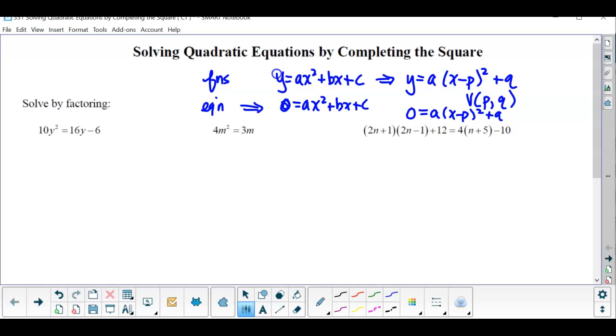Then we practiced yesterday. You could solve this by factoring. But what if you can't factor it? Well, if you could put it into this form, then you can solve this. And we've done some like this before. When it's in this form, we bring the q over, divide by a, take the square root of both sides, and then solve for x.